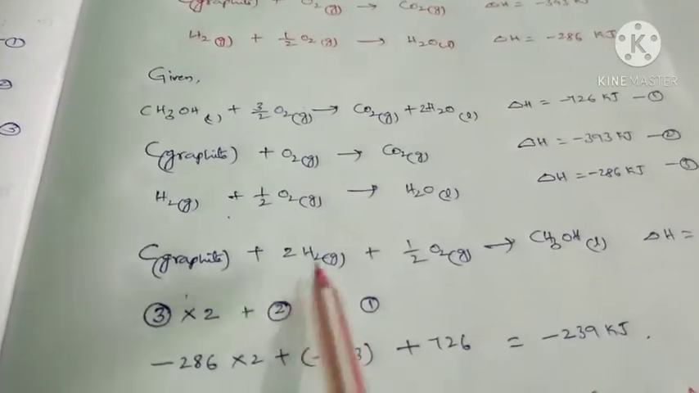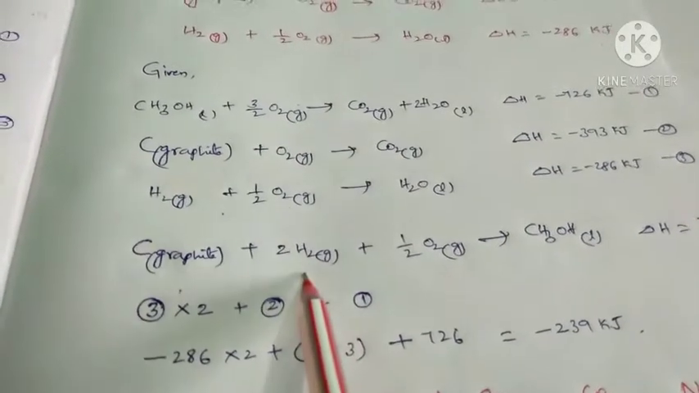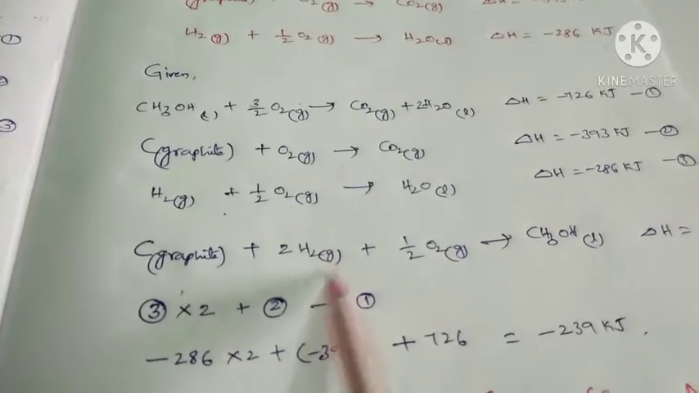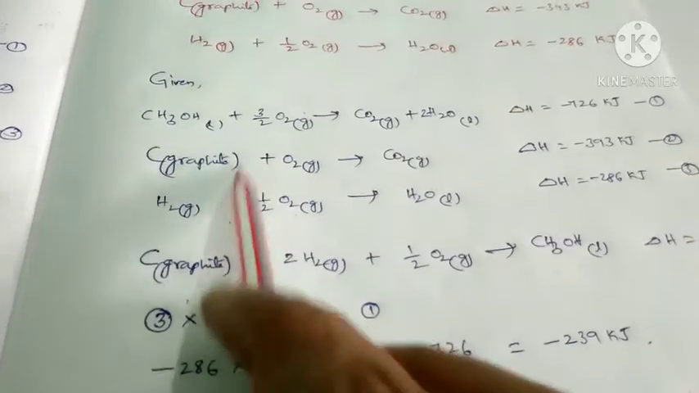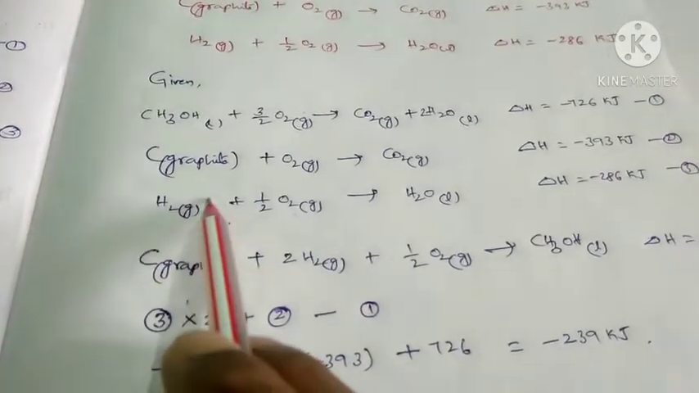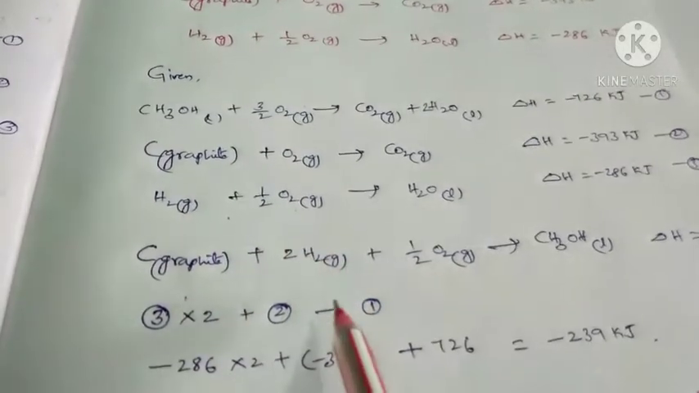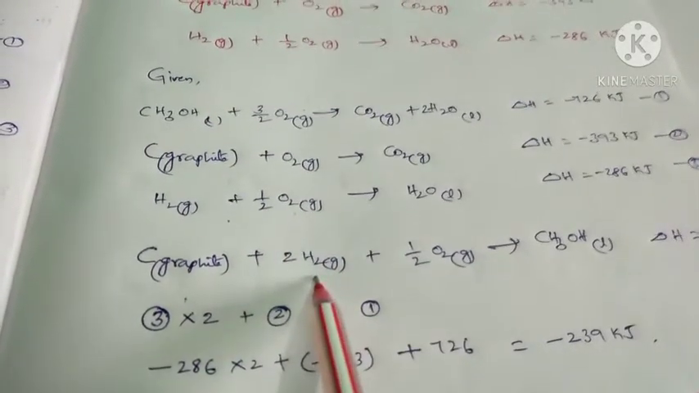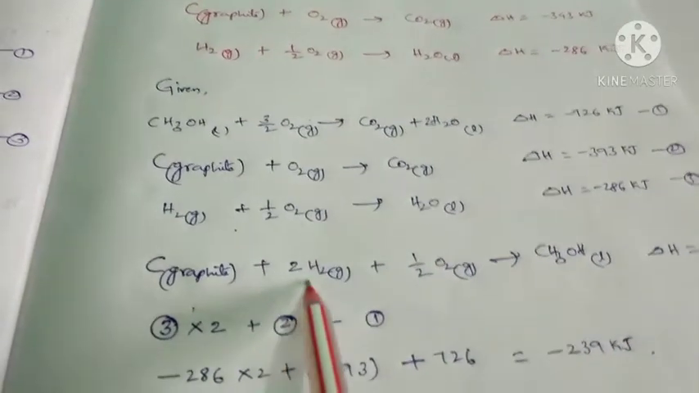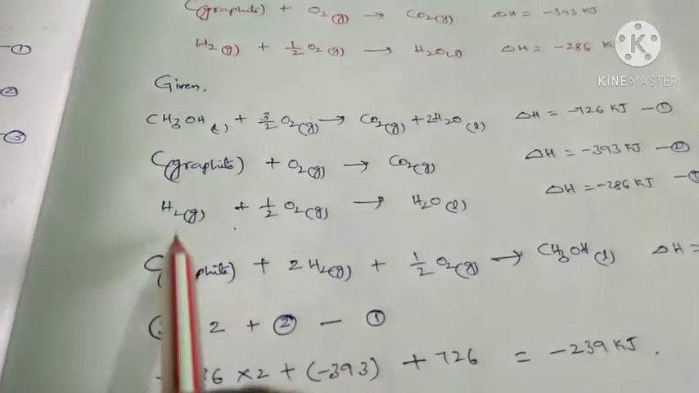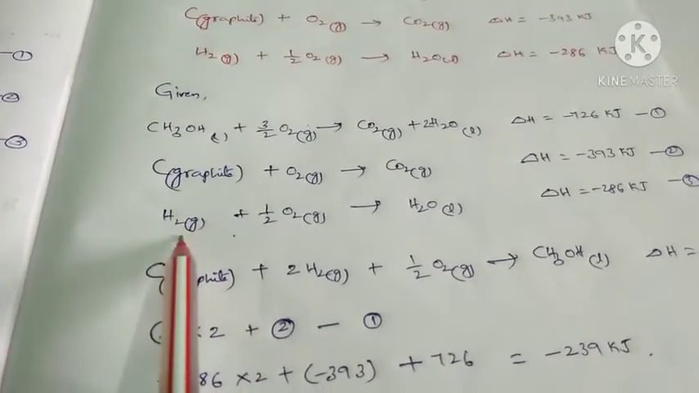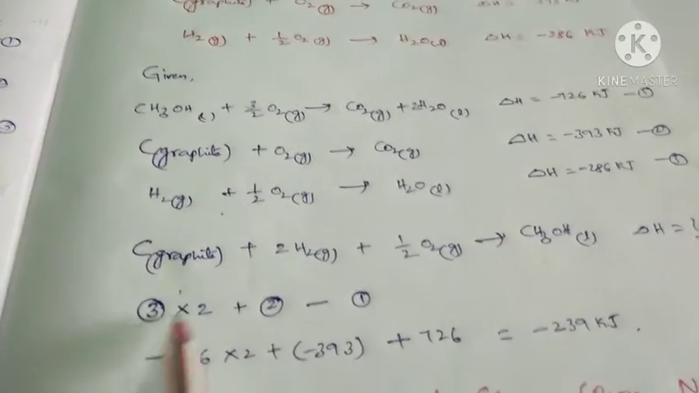Next, in the required equation, 2 moles of hydrogen are needed. In the given equations, in which equation is hydrogen there? In the third equation hydrogen is there. In that equation also hydrogen is present on the left side, and in the required equation also hydrogen is present on the left side. So no need to reverse the equation. But we want 2 moles of hydrogen in the required equation, so the third equation should be multiplied by 2. That means 2 times equation 3.